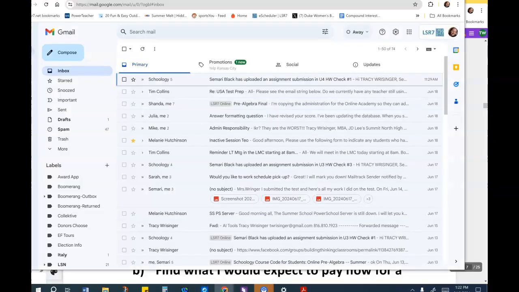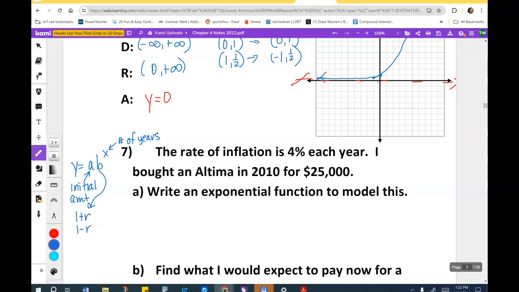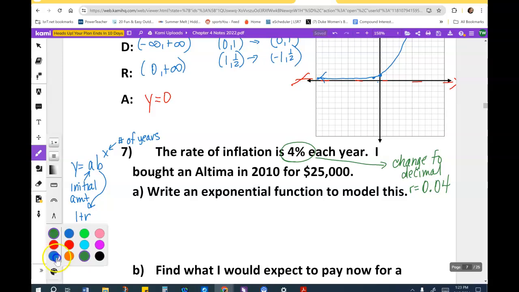Okay, so my rate is always going to be whatever my percent is, and you're going to change it to a decimal. You move the decimal places 2 to the left, but if that confuses you, just divide your rate by 100 and you'll have your decimal. So this is 0.04, my rate. Okay, so if I'm setting this up, they bought the Altima in 2010 for $25,000. So $25,000 is what we started with. So that's my A.